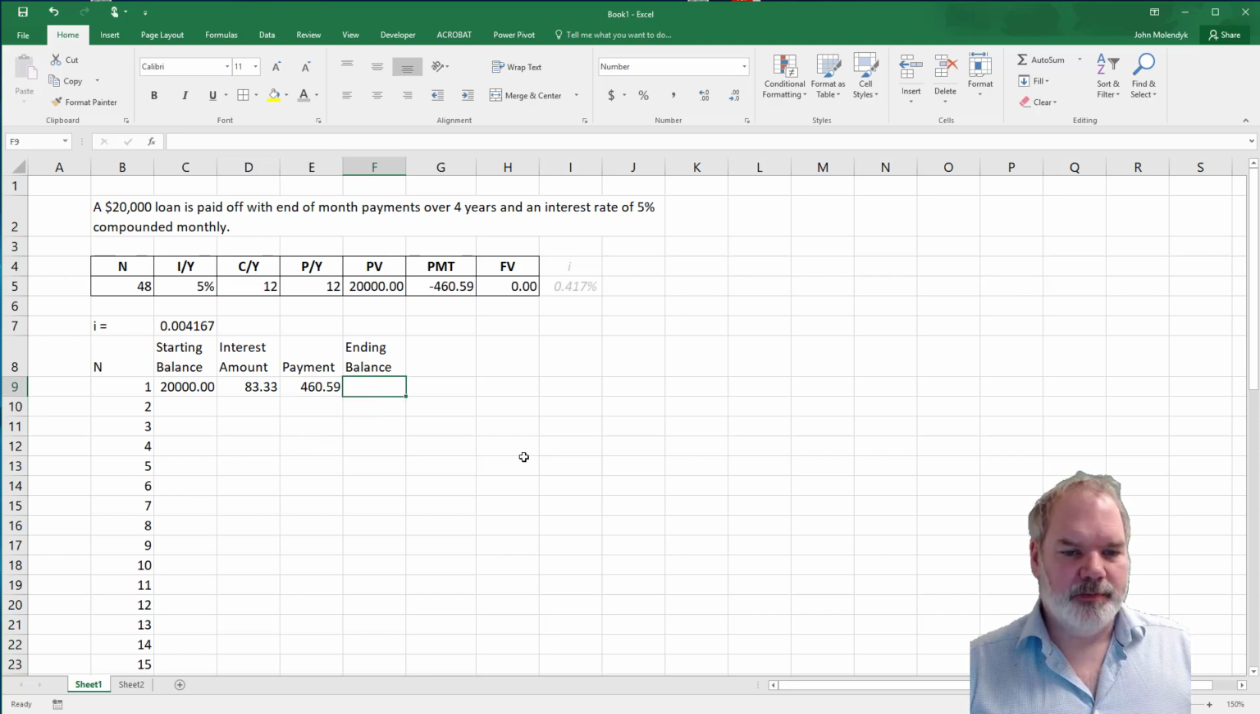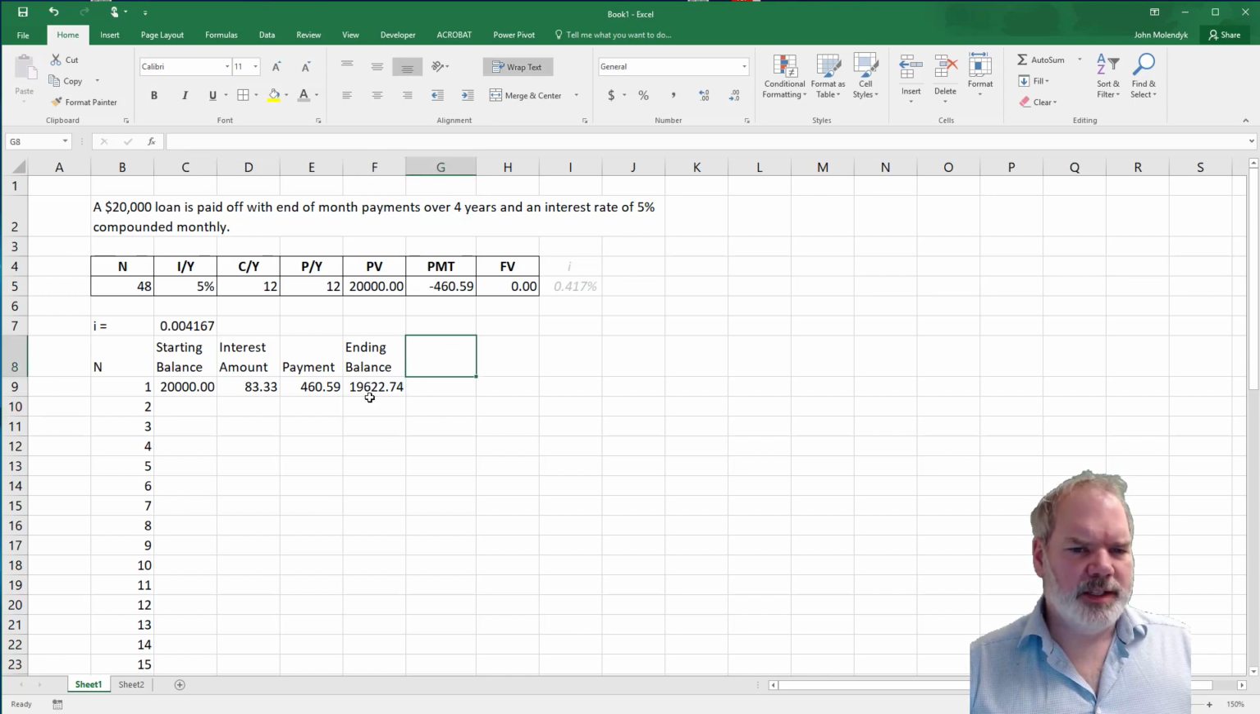So my ending balance, all right, taking the values that we have here, I can say this is equal to, well, the balance that we had at the start plus $83.33. So at the end of the month, before I make a payment, I owe $20,083.33 because there was interest that was earned, minus, because remember we had a negative sign here, which means we're actually paying this $460.59. So $83.33 got earned as interest, $460.59 got taken off as a payment. So our ending balance is $19,622.74.